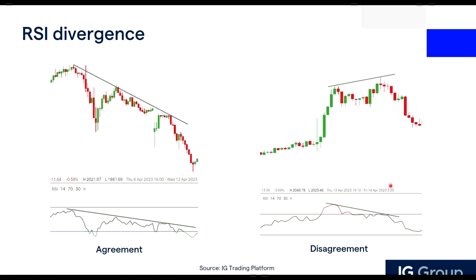Okay, so that's what we are using this indicator for: not to sell when it goes into an overbought condition, or to buy when it's showing an oversold condition. We are trying to look at it from a bigger picture standpoint. We are trying to compare it to the prices.